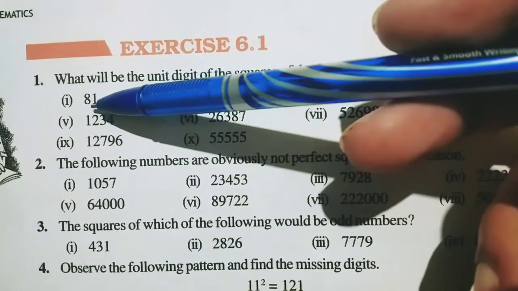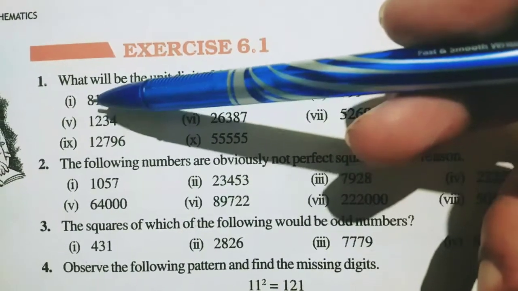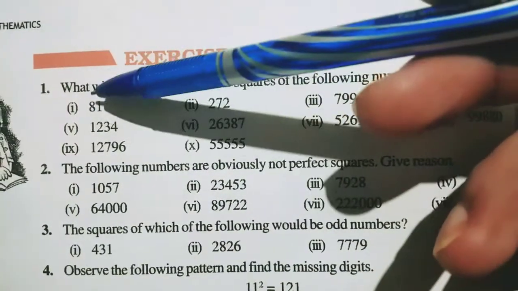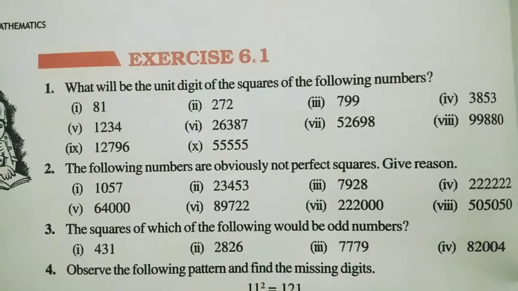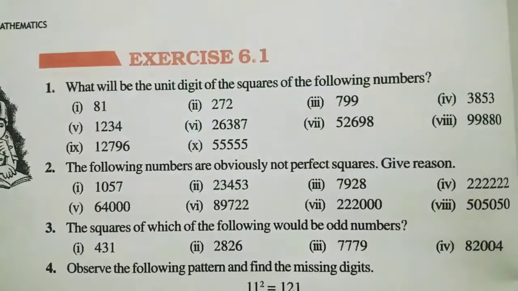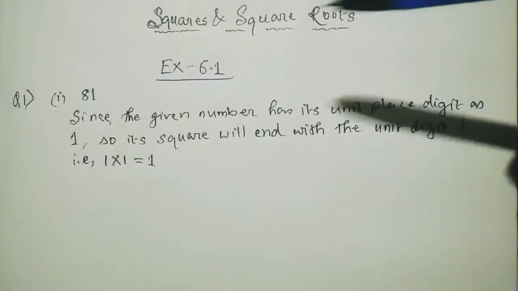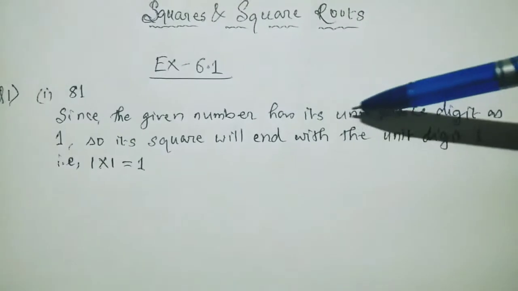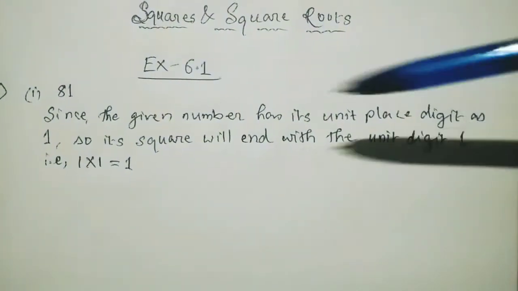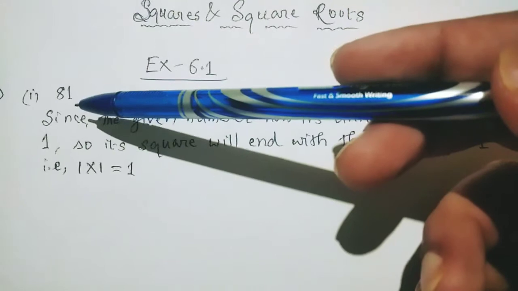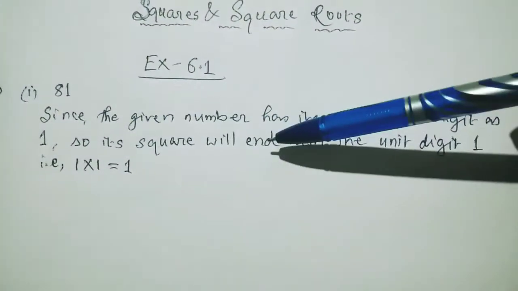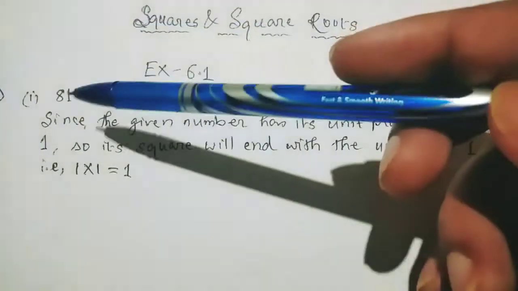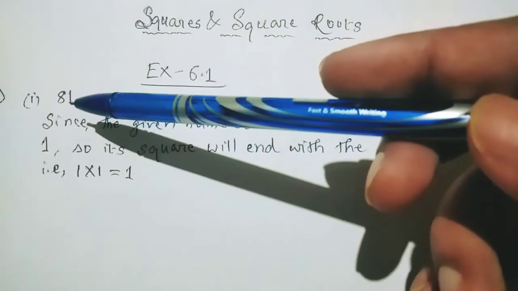Here the unit digit is 1. If the unit digit is 1, what will the unit digit be when you square this number? Let's see how to write it. Students, see here, question number 1(i). Since the given number has its unit place digit as 1, its square will end with the unit digit 1. When you square this unit digit, it will end with 1.